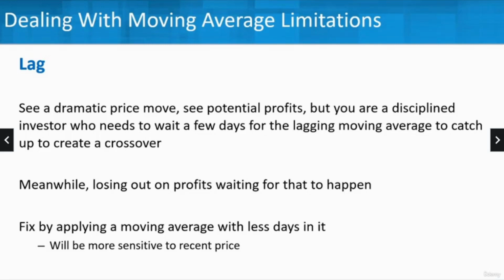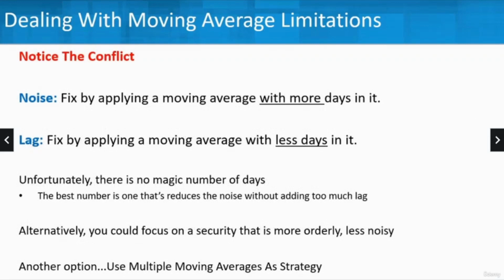Now, you can fix that by applying a moving average with fewer days in it. So it'll be more sensitive to recent price, or you put maybe a weighted moving average with fewer days, then it's doubly sensitive to more recent price, and so you're trying to reduce that lag a little bit as far as your trading decisions go. But if we look at some of those things, you can see the conflict. I hope you saw the conflict there right away. If not, let's talk about that.